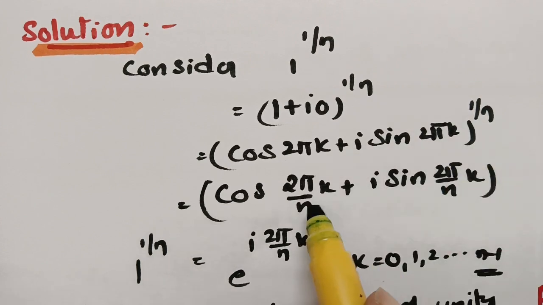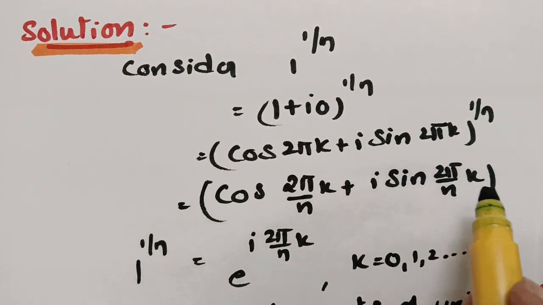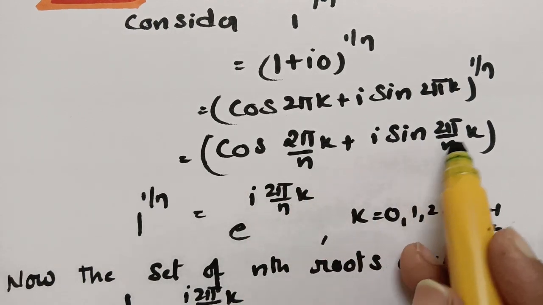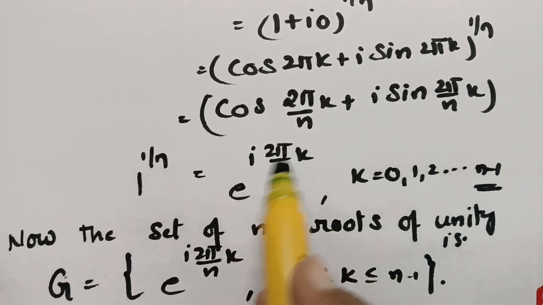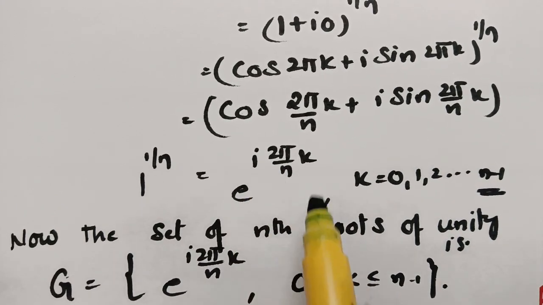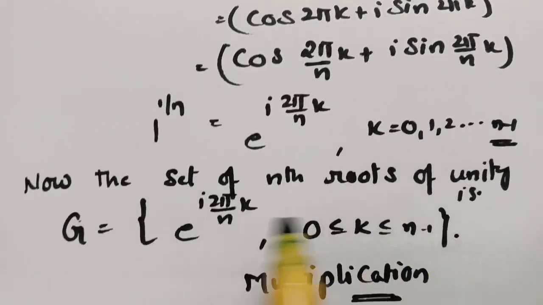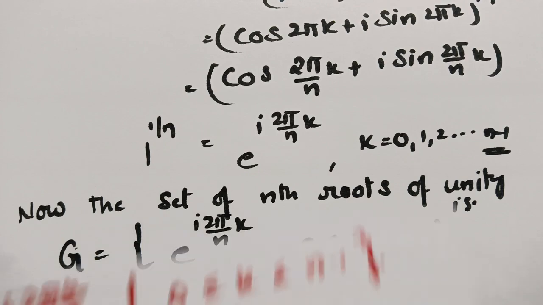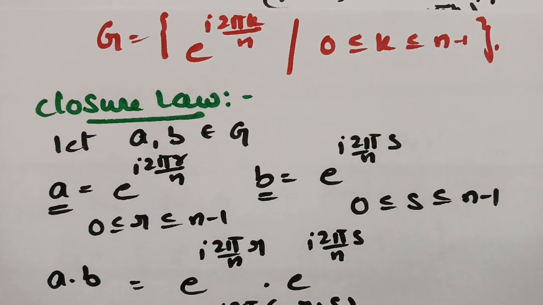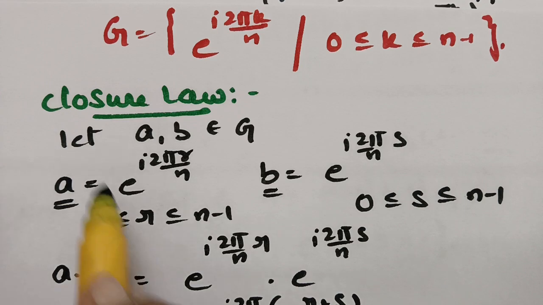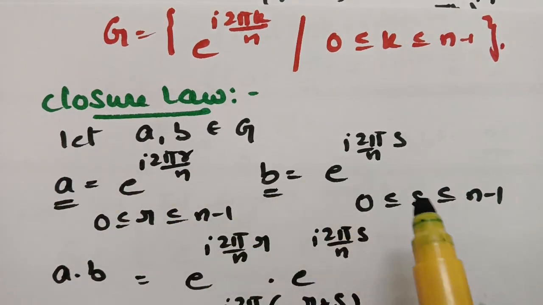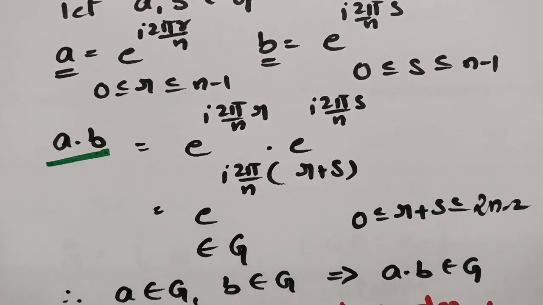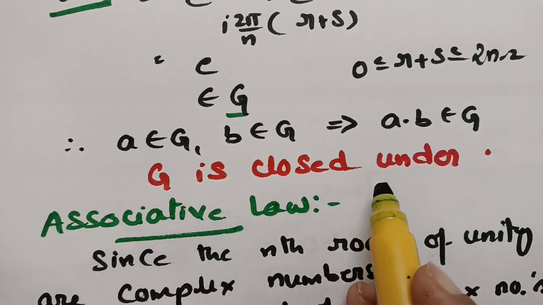And if I bring this k inside, according to De Moivre's law, this can be written as cos of 2 pi k by n plus i sin 2 pi k by n. According to the Euler theorem, this can be written as e power i theta, where k runs from 0 to n minus 1. Now the set of nth roots of unity is this one, and multiplication is the binary operator. Now we have to show all the 5 properties. The first one is the closure law. I take 2 elements from the set G, A belongs to G and B belongs to G, and I multiply A dot B, and this also belongs to G, and therefore G is closed.